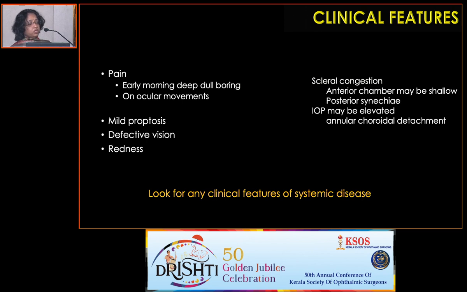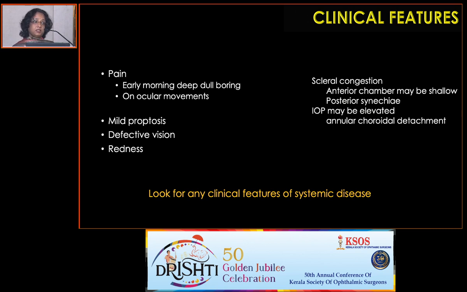The patient usually presents with a history of pain, usually an early morning dull, boring pain, and pain may be on ocular movements also, and they may present with defective vision. They can have mild proptosis and congestion. On examination, you will see scleral congestion, especially more so in the diffuse variety. In posterior scleritis, you should raise the lid and look for the congestion.